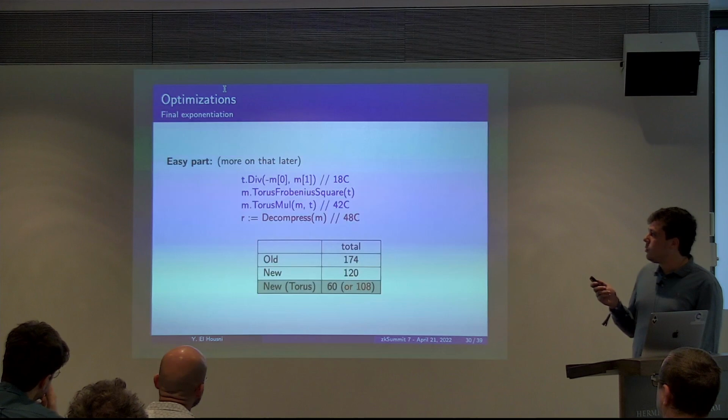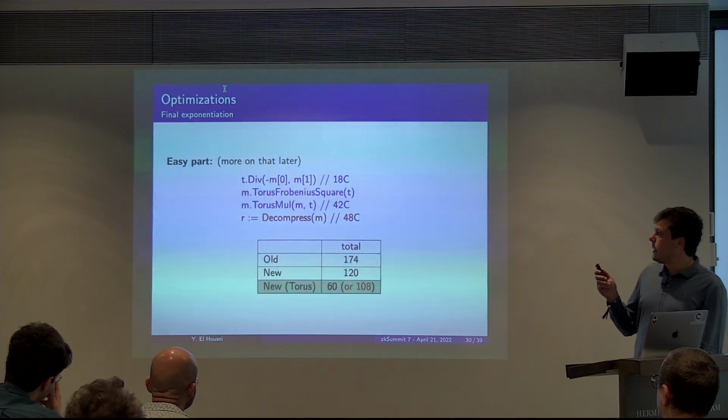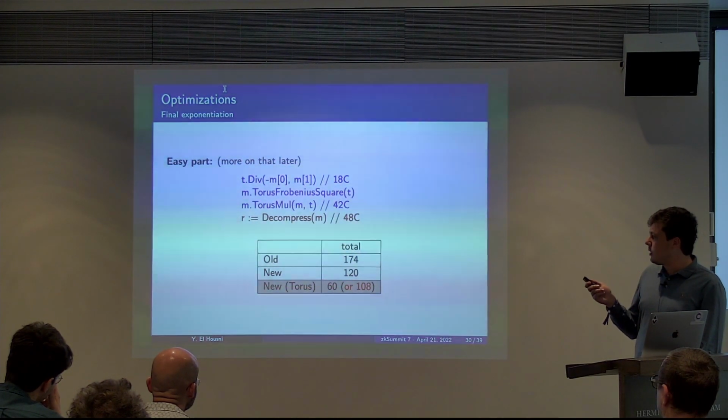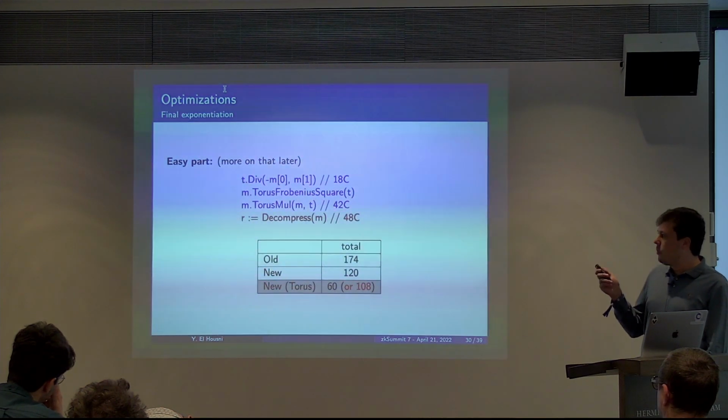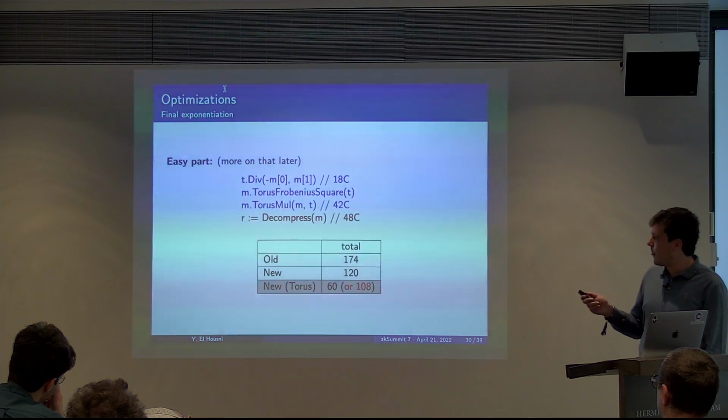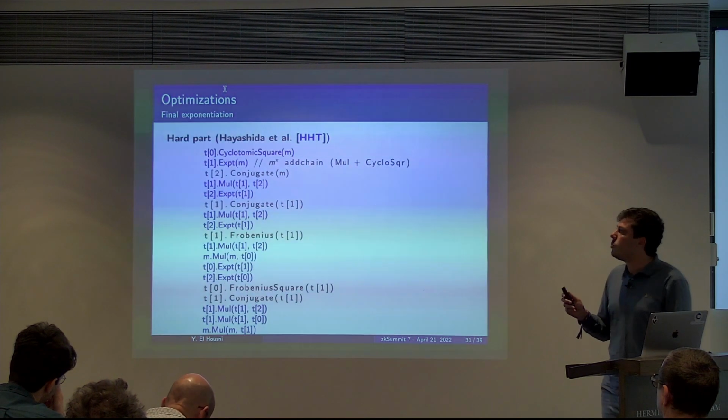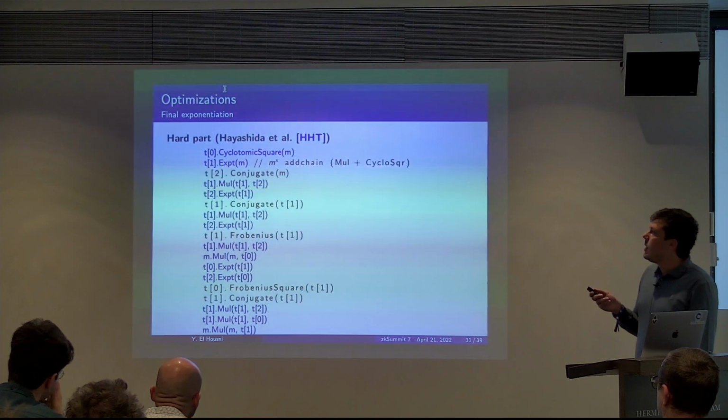But we were able to do slightly better. More on that later, but we can reduce the number of constraints from 174 to 60. And we can omit the decompression as well, as I will explain. But why is that? I will move to the hard part and then I will explain why.